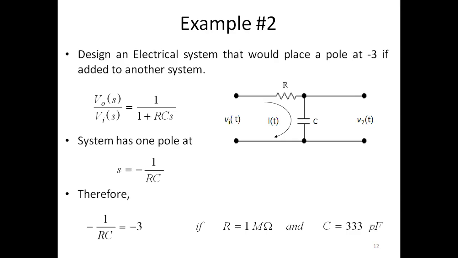So here we are assuming R is equal to 1 mega ohm. So 1/RC is equal to 3. By putting the 1 mega value in this expression, we get C is equal to 333 picofarad.